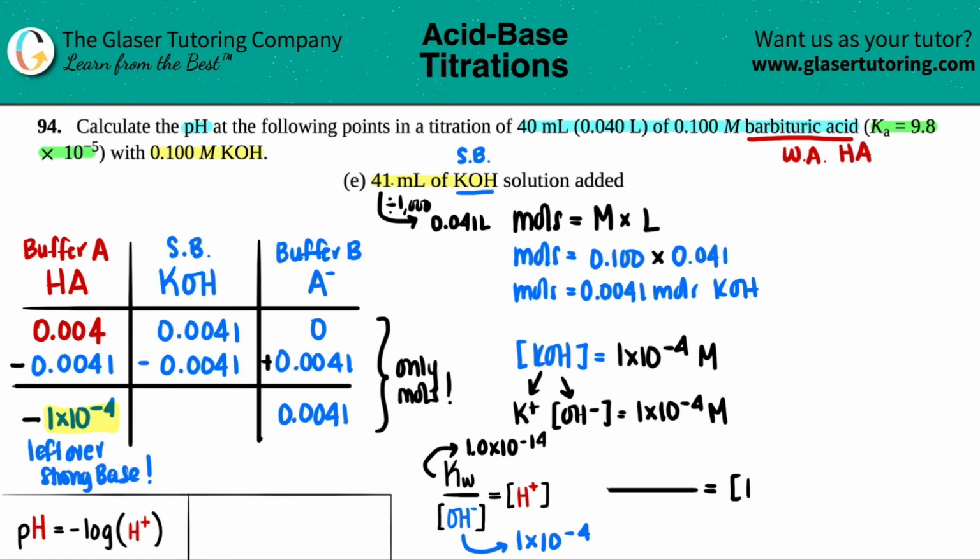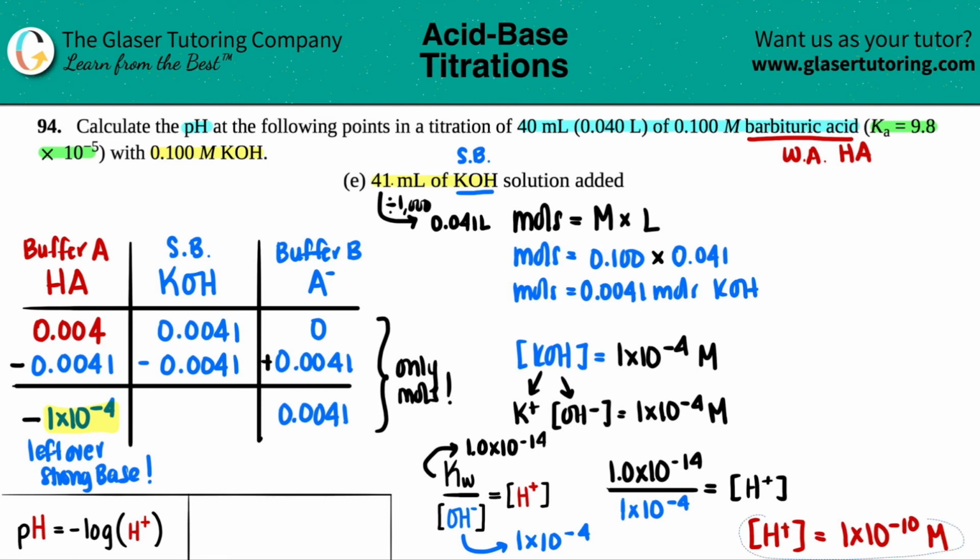This is going to equal the H plus concentration, 1.0 times 10 to the negative 14th, divided by 1 times 10 to the negative 4th. What's that H plus concentration? We're almost there. 1 times 10 to the negative 10th molarity.